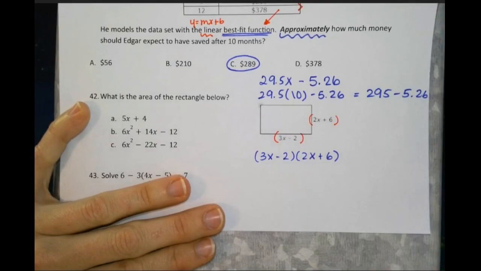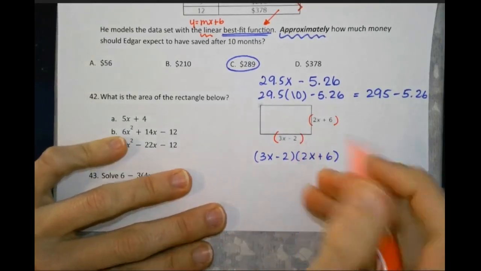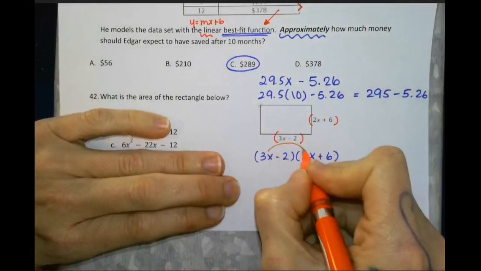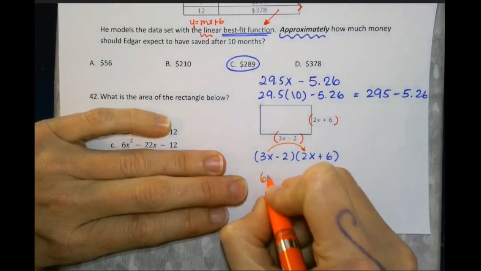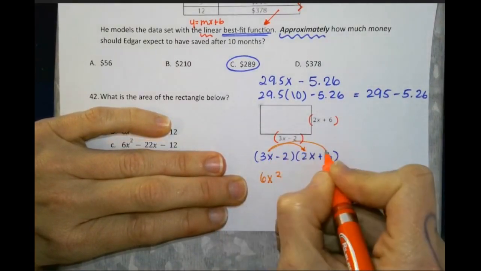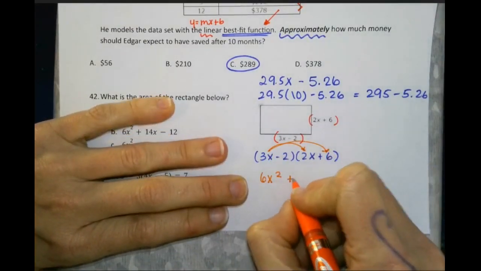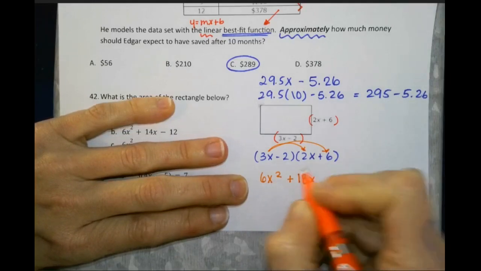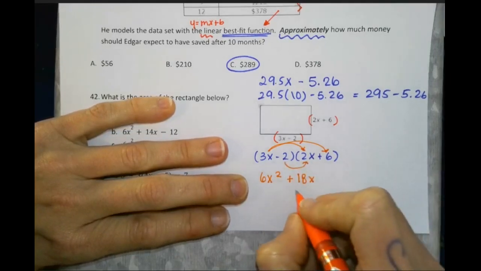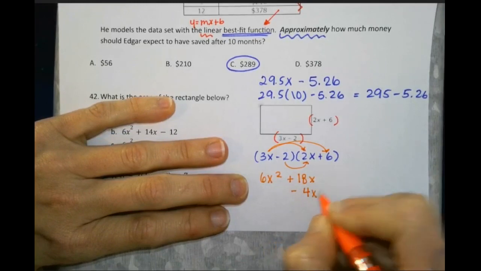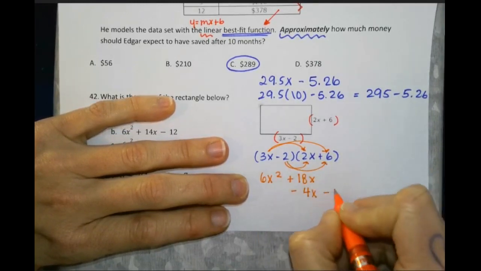You can use the box method. You could use FOIL. Distribution is another way they call it. So 3x times 2x is going to give me 6x squared. 3x times 6 gives me 18x. Negative 2 times 2x is going to give me a negative 4x. Negative 2 times 6 gives me a negative 12.